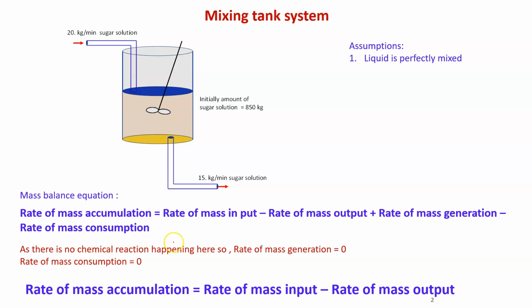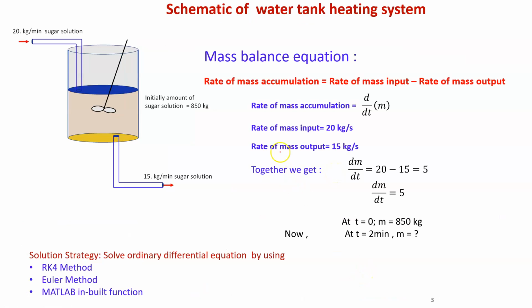As inside the tank there is no chemical reaction going on, the rate of mass generation and rate of consumption will be 0 or neglected. So now the equation will be rate of mass accumulation equals rate of mass input minus rate of mass output. Now what will be the rate of mass accumulation? We know that is d by dt of m. The rate of mass input is already there, 20 kg per minute, and then the rate of mass output, that is 15 kg per minute.